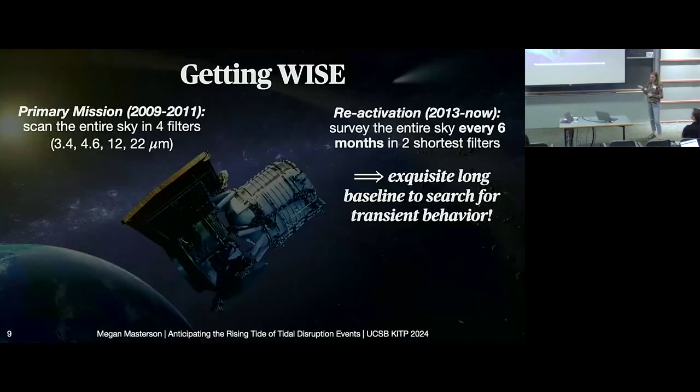And so the satellite that has been great for studying TDEs in the infrared is WISE. So WISE was launched in 2009, and it completed its primary mission in 2011, scanning the entire sky in 4 different filters. But since 2013, it's been reactivated and is scanning the sky now every 6 months in the 2 shortest filters. And so I want to highlight that WISE provides an exquisite long baseline for us to study transients, and in particular to study these longer transients like TDEs, which last for longer than 6 months.